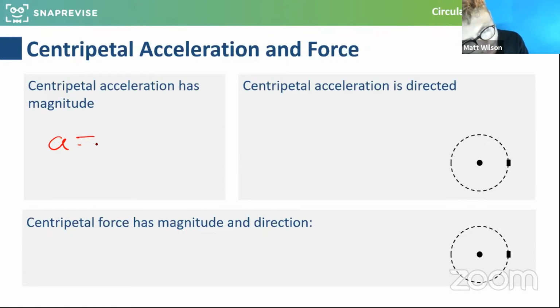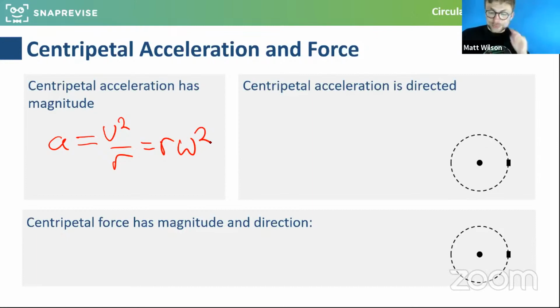Centripetal acceleration is given by the formula A equals V squared over R. And you can show that that's equivalent to R times omega squared. Okay, so what is centripetal acceleration? It is the acceleration that you must have if you're going to go round in a circle at some velocity v at some radius r. So here I am in a circle, moving around with some velocity v at some radius r. Then, if I'm doing that, there must be some acceleration that's pulling me towards the center of the circle.